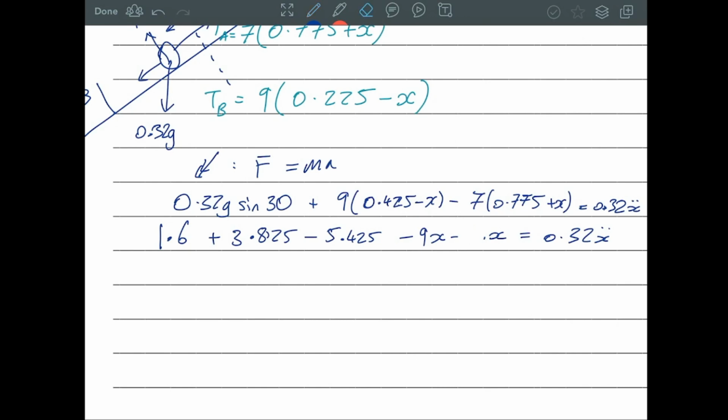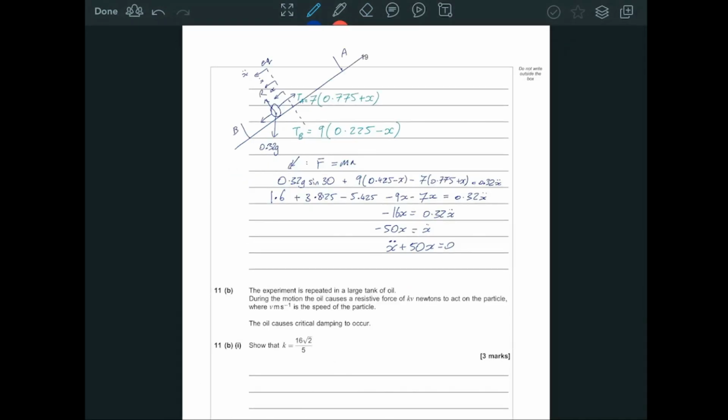The other issue is I preempted myself with my simplification here. So this is minus 16x equals 0.32 x double dot, and 16 divided by 0.32 does indeed give negative 50. So x double dot plus 50x equals 0, which was what the question required. And that's how these should end up going most of the time. There is quite a lot of work there.